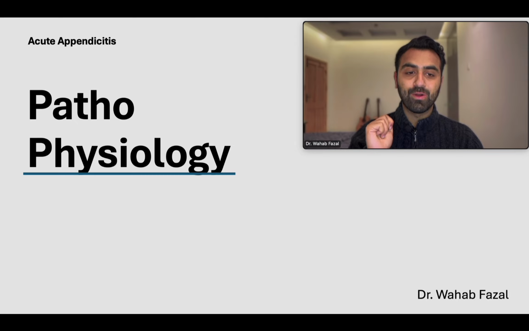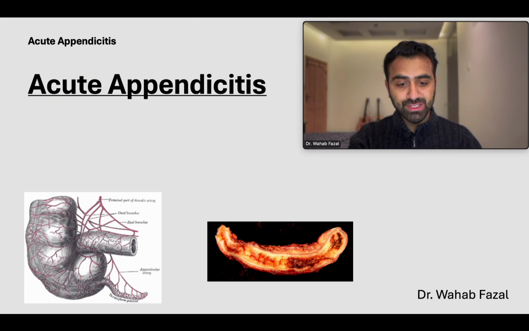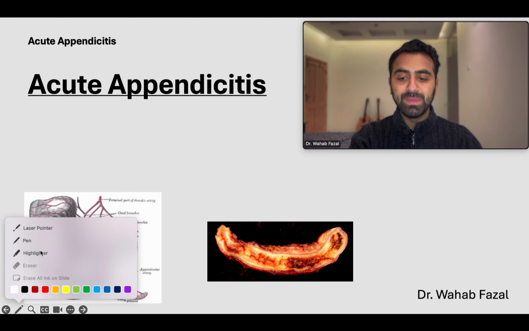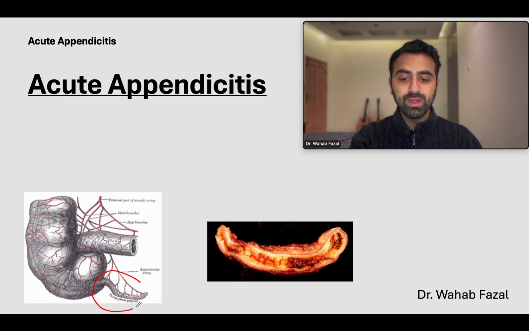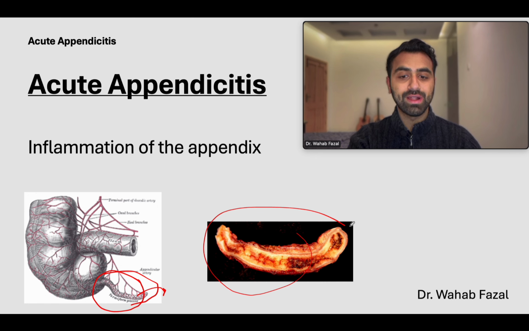Now, let us talk about the pathophysiology of acute appendicitis before we understand its management later on. So, what is appendicitis? First of all, what is appendix? Appendix is a vestigial organ, meaning we think that somehow during the evolution process, this organ became useless. Inflammation of this worm-like organ, sometimes called the vermiform appendix, is called acute appendicitis.